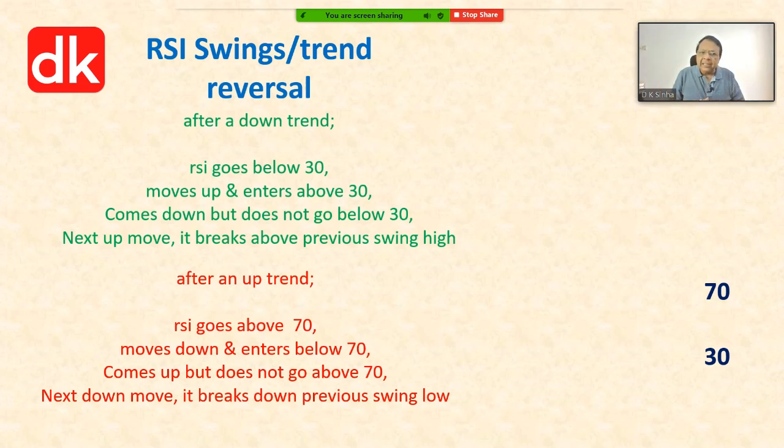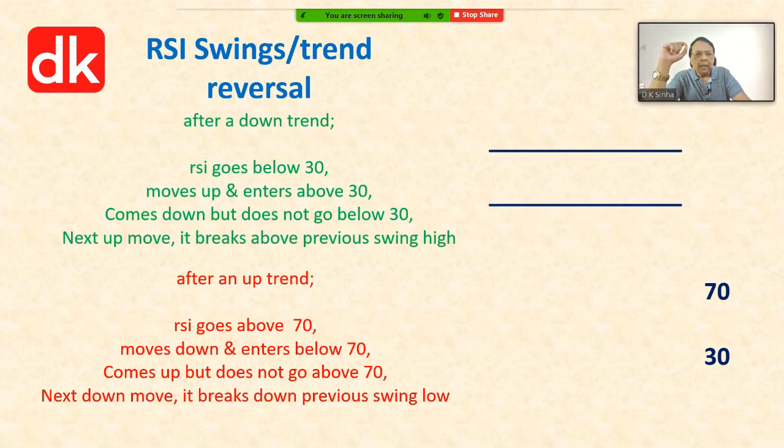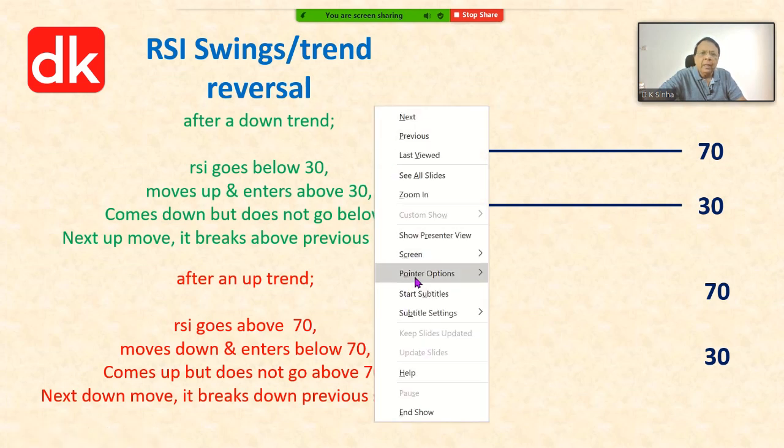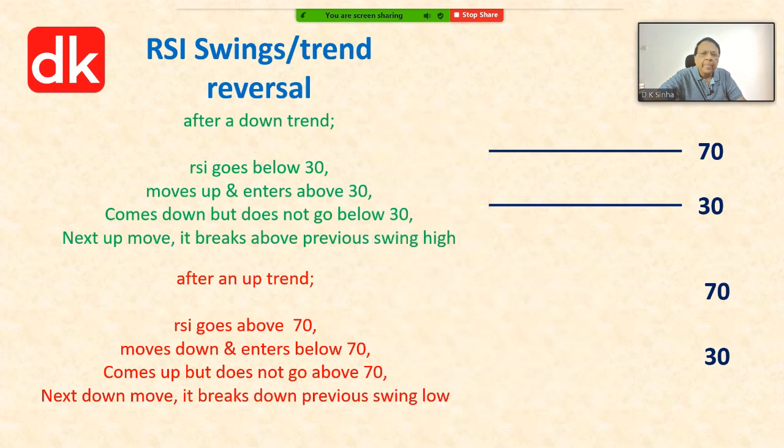Now let us understand these things pictorially. Say when the market is in a downtrending mode, are the boundaries of RSI 70 and 30. Please pay attention to the screen. So I am just selecting the pointer so that I can explain you better. Selecting the pointer. So RSI upper 70.